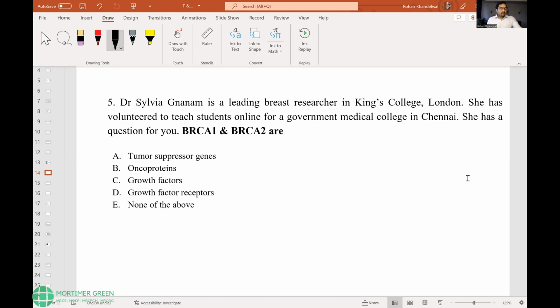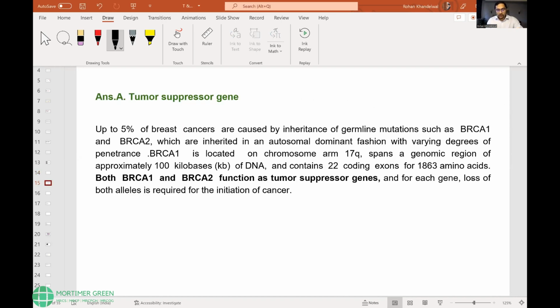So another very important question is regarding genetics. Genetics is also a very important topic which you should know. And again, this is a very simple version of the question where they've asked that a doctor is a leading researcher in King's College, and she has volunteered to teach students for online government medical college in Chennai. And she asks a question, BRCA1 and BRCA2 are tumor suppressor genes, which is absolutely correct. They are tumor suppressor genes, and you're right.